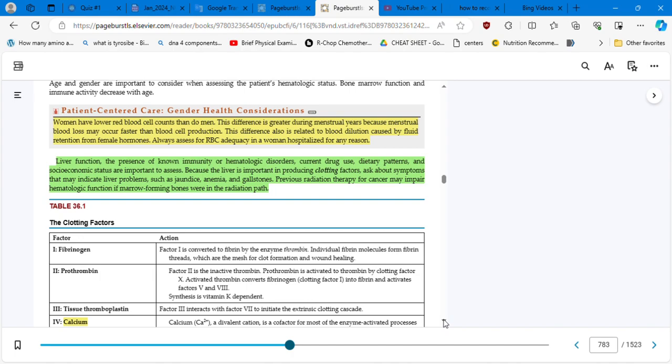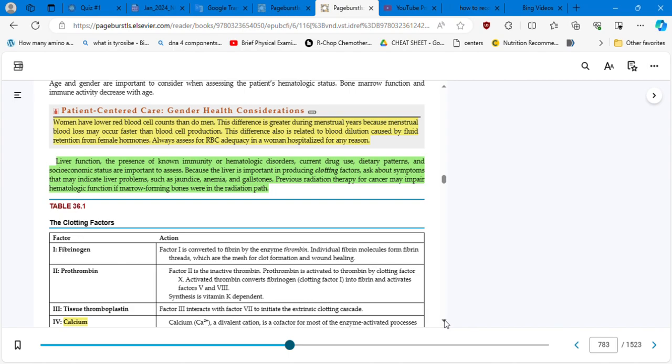to assess, because the liver is important in producing clot factors. Ask the patient about the symptoms that may indicate liver problems, such as jaundice, anemia, and gallstones, that are stones in the gallbladder.